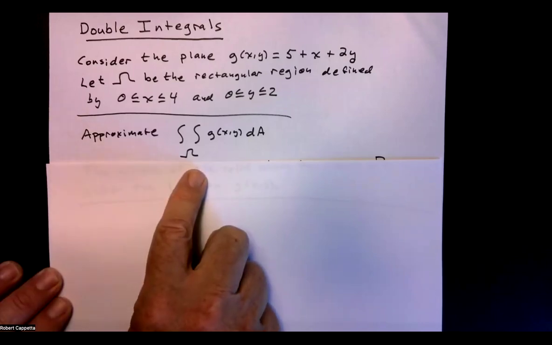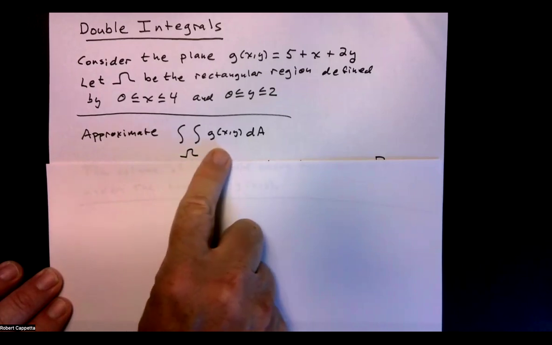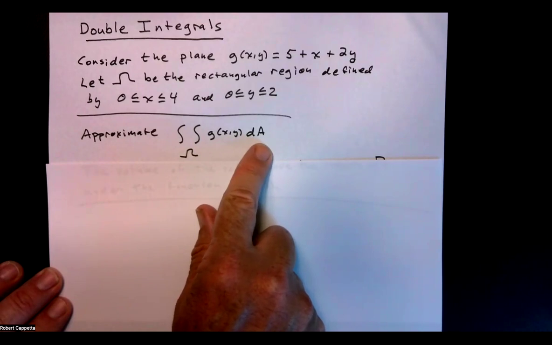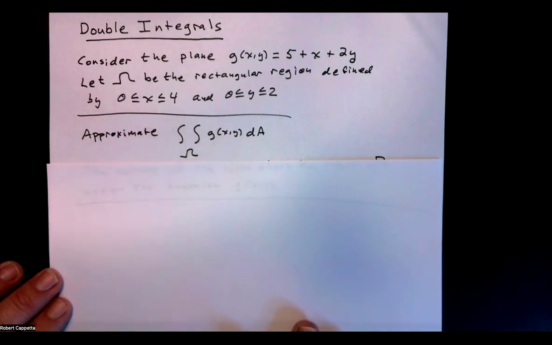This notation may help. We're taking the double integral over the region omega of g of x, y, that'll be the height of the plane, dA, change in area. The height times the area would give me what? Height times area would give me volume. So we're imagining we're stacking blocks. We're going to find the volume of all these blocks and add them together to approximate this double integral over omega of g of x, y dA.